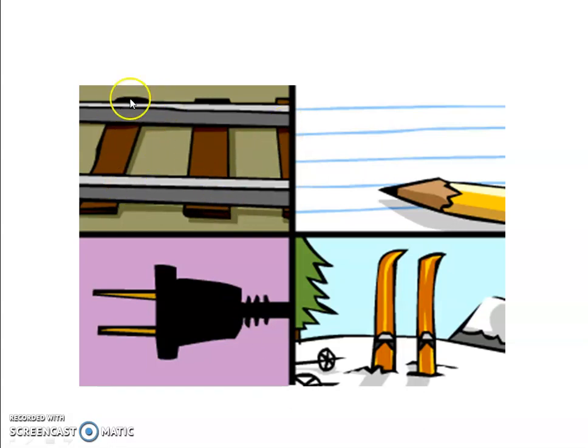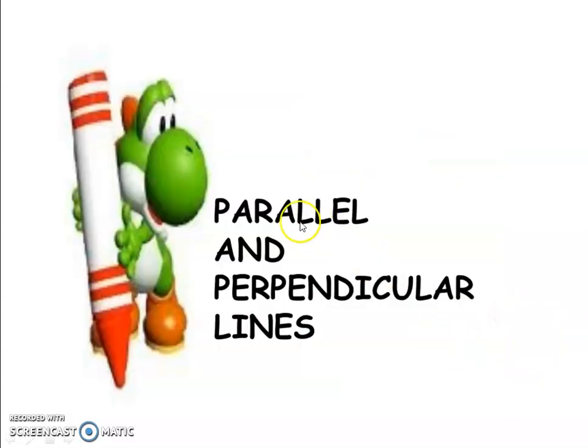This railway track has exactly parallel lines. These given lines are parallel and these lines are also parallel. So we have to discuss parallel and perpendicular lines in today's lecture.